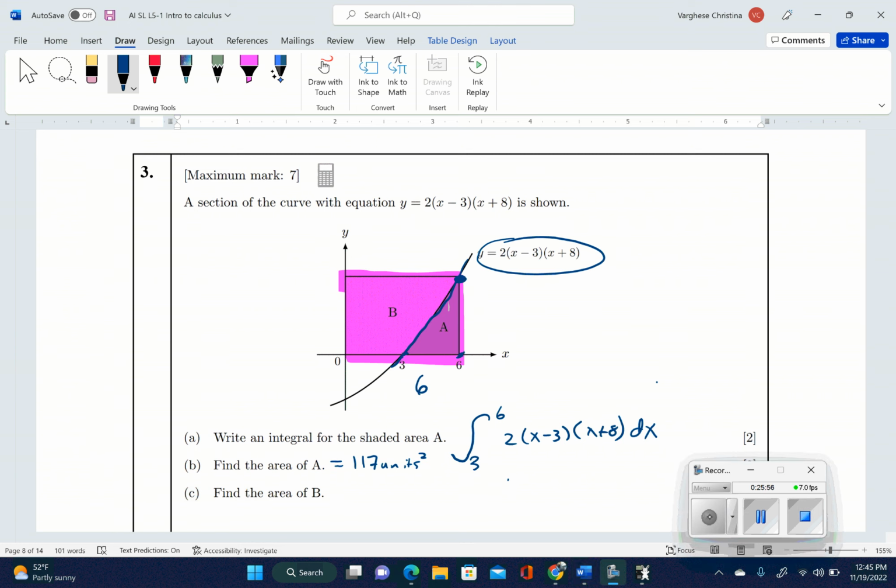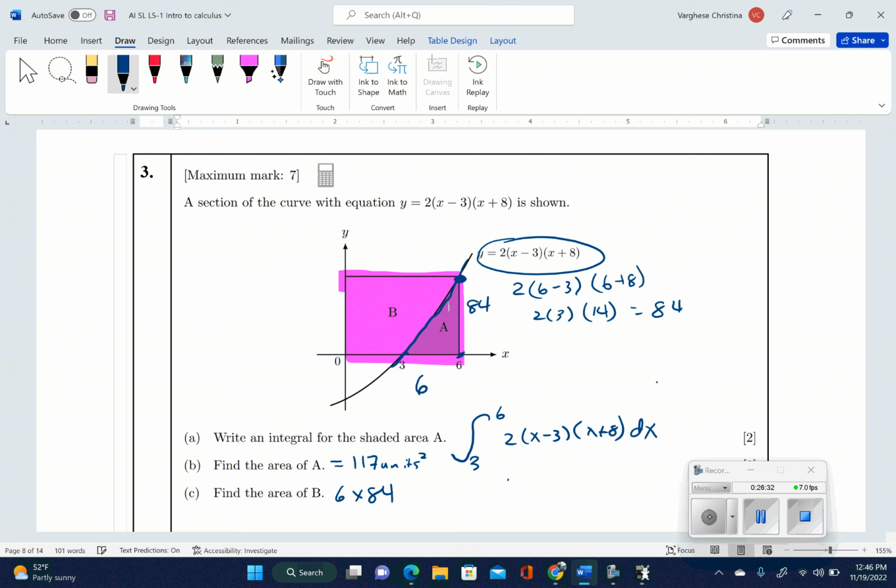So if I take 6 and I plug it in for my x, that'll give me my y, which is this right here. So 2 parentheses 6 minus 3 and 6 plus 8 right here. So 2 times 3 times 14. 6 times 14 is equal to 84. So therefore my height right here is 84 units. So to find out the area of my rectangle right here, I'm going to do 6 times 84.